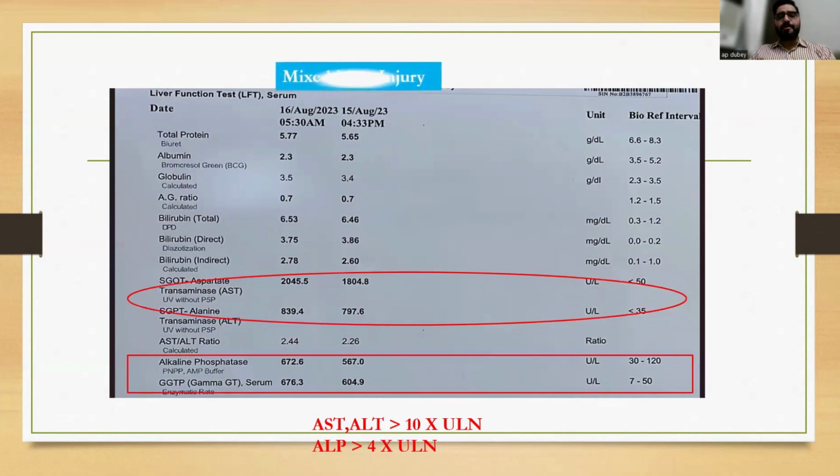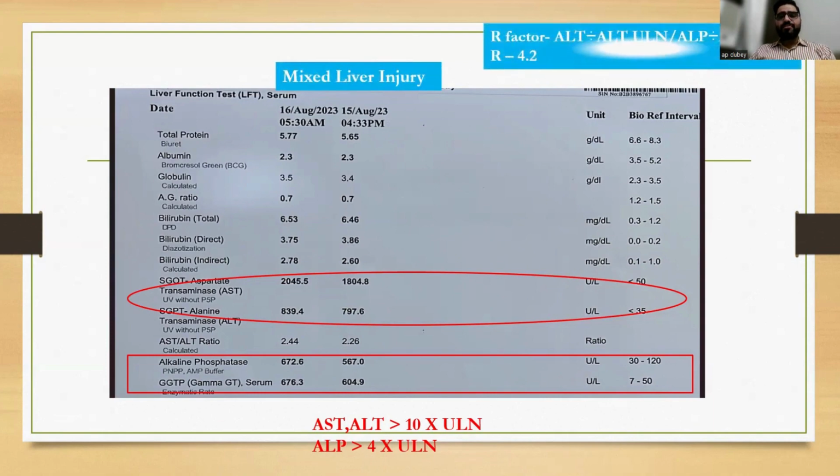Then again we'll apply the R factor. Here the R factor is 4.2. It means it is near to hepatocellular injury, but it is not 5 or more than 5. So we'll again call it a mixed liver injury with predominant hepatocellular pattern.